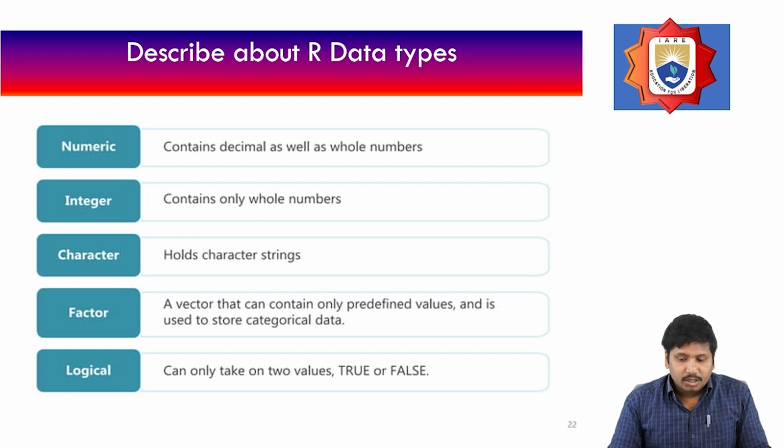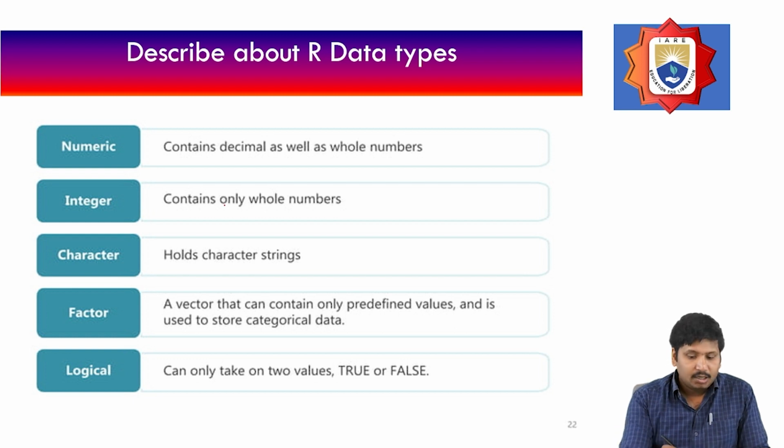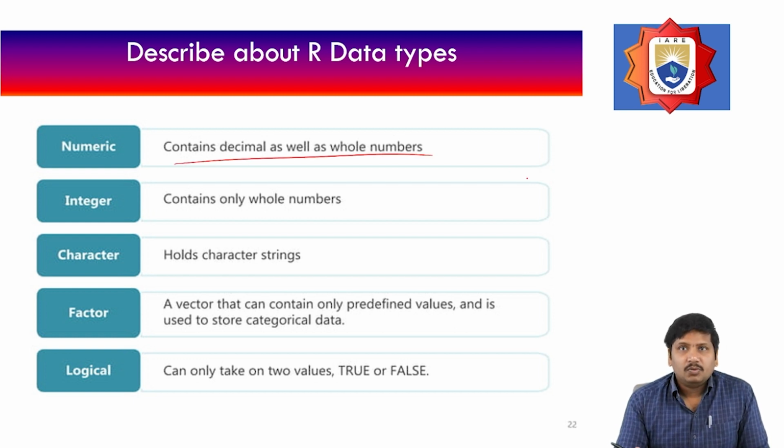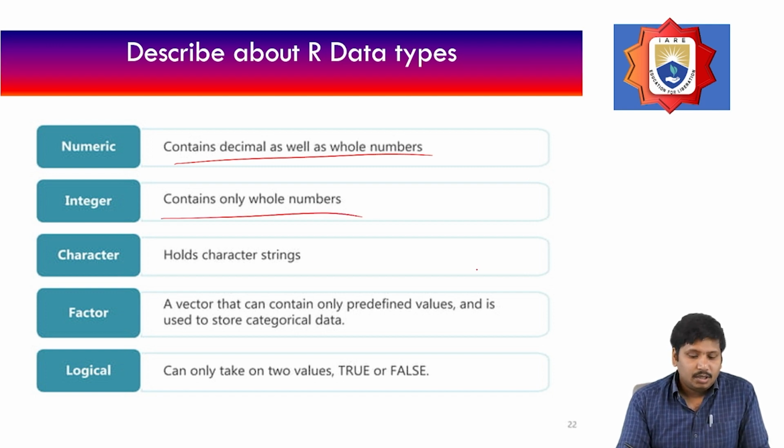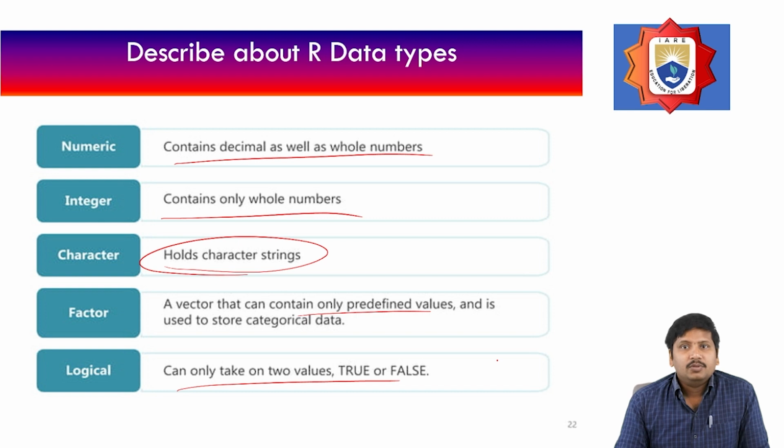So next, let me describe the data types. Some of the data types are numeric, which contains decimal as well as whole numbers. Integer contains only whole numbers. Character is going to be character strings. Factor contains only the predefined values and is used to store categorical data. And logical can take the values either true or false. So these are the various basic types.